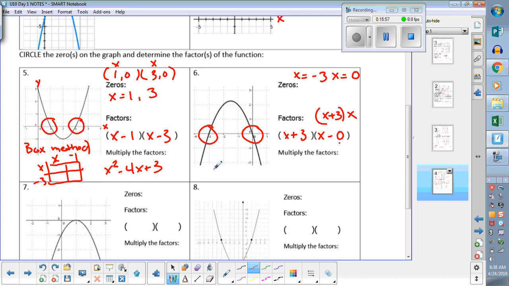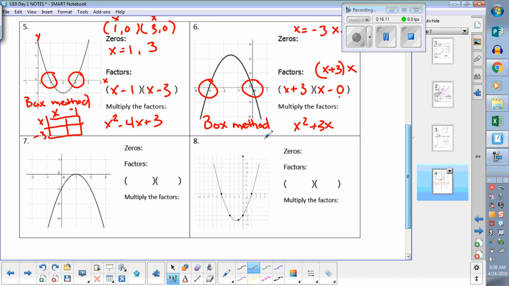So I want you guys to use the box method to solve this. I want to see the work on your paper. It should be x squared plus 3x. When you use the box method, you're going to set it up like this. So you can say x and 3, and then you can say x and 0.